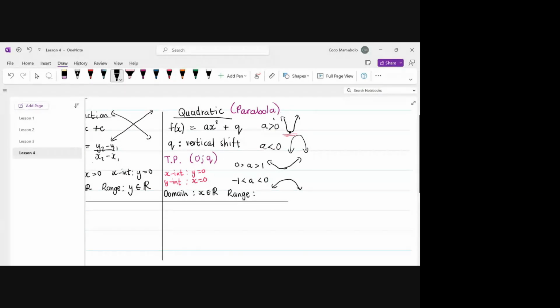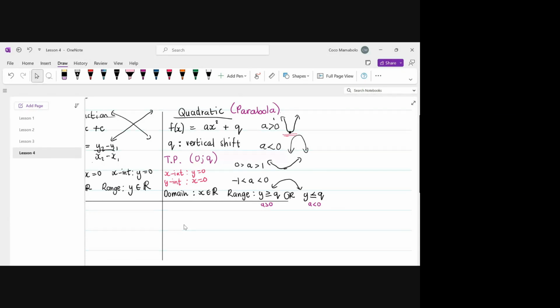So my y value needs to be greater than or equal to whatever q is if the graph is concave up, or y is less than or equal to q if my graph is concave down. So if a is positive, then y is greater than or equal to q, and if a is negative, y must be less than or equal to q. Thumbs up.